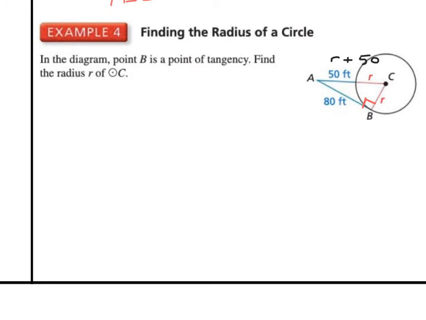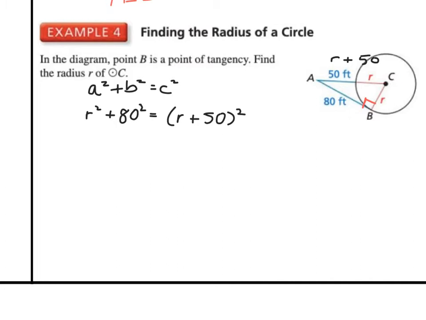And now we use Pythagorean theorem. We're trying to solve for R. Since we have a right triangle, we are allowed to do that using A squared plus B squared equals C squared. A and B are R and 80. So I put R squared plus 80 squared. What is C? R plus 50. R plus 50 has to go in parentheses. So R plus 50, the quantity squared.